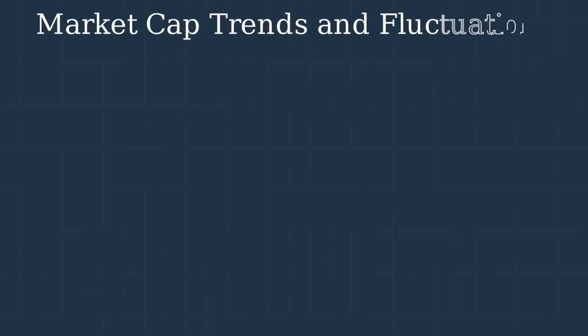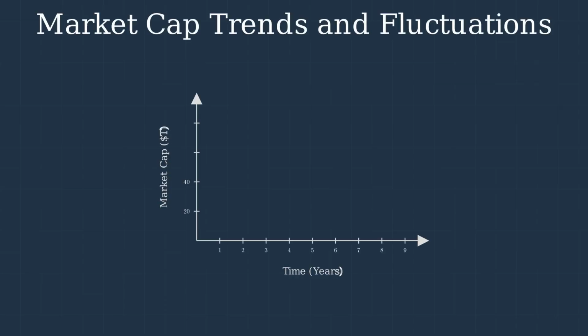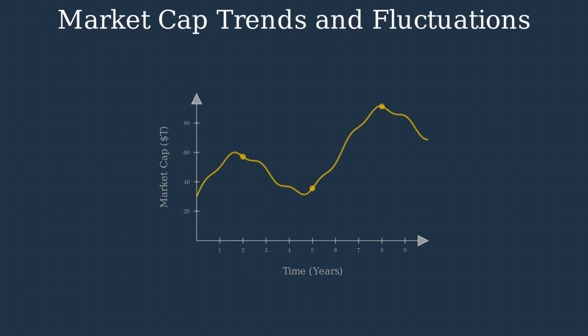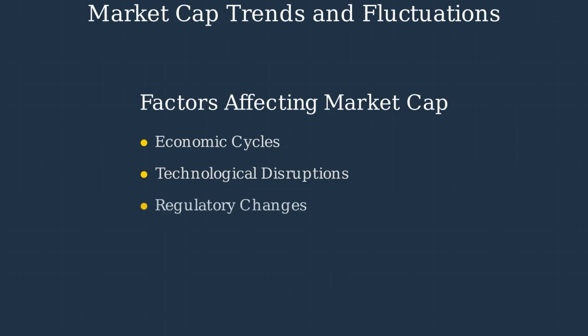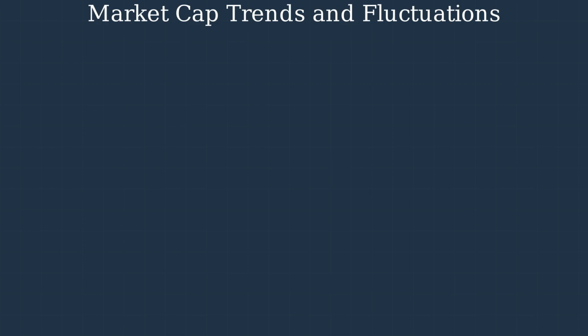Market capitalizations can change dramatically over time due to various factors. Economic cycles, technological disruptions, regulatory changes, and shifting consumer preferences all impact company valuations. For instance, the technology sector has seen substantial market cap growth over the past decade, while once dominant sectors like energy have experienced relative declines.